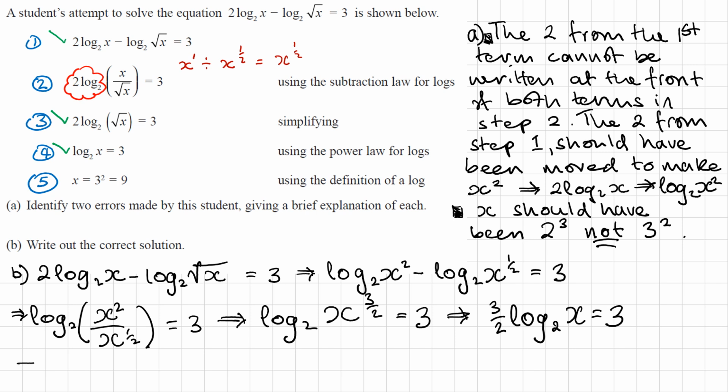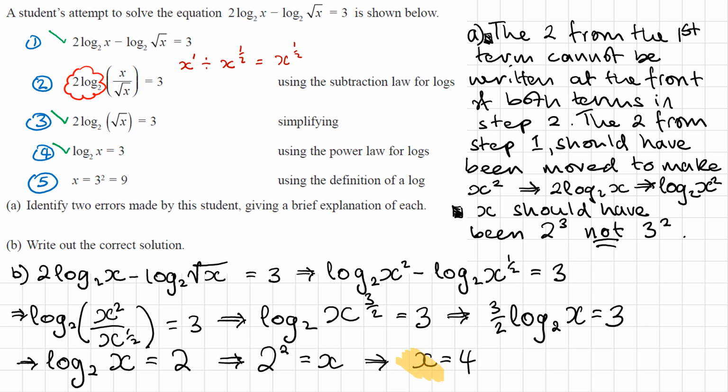Then I'm going to divide both sides by 3 over 2. So log to the base 2 of x is going to equal 3 divided by 3 over 2. And that gives me 2. So now if I'm going to write this, I'll have 2 to the power 2 is equal to x. So that gives me that x is equal to 4 as my final correct solution.